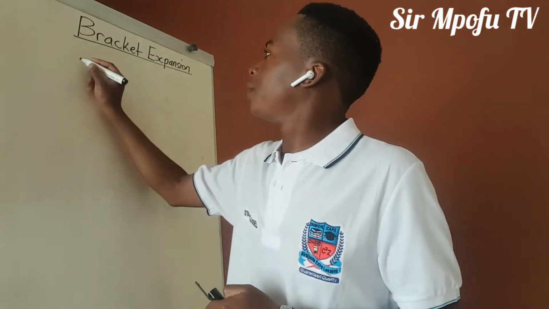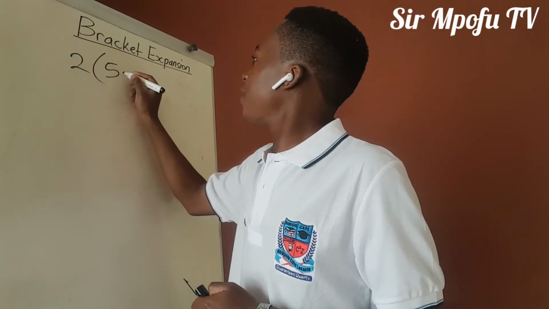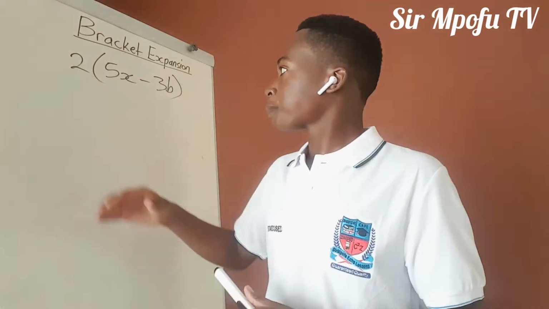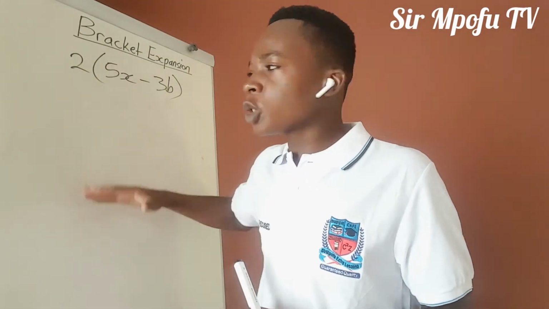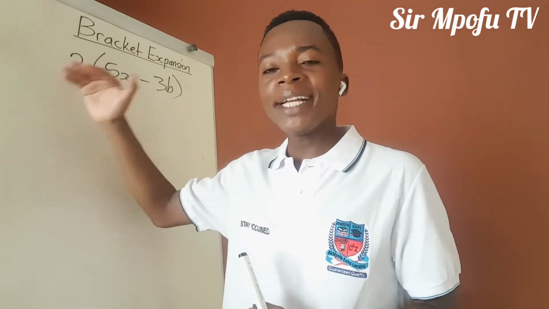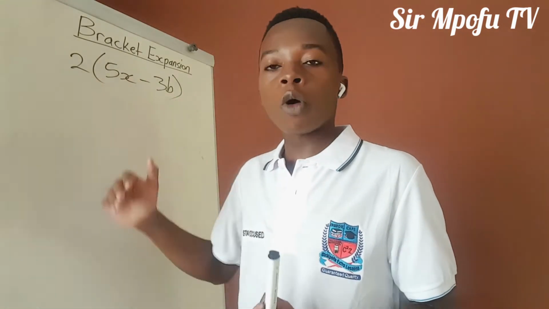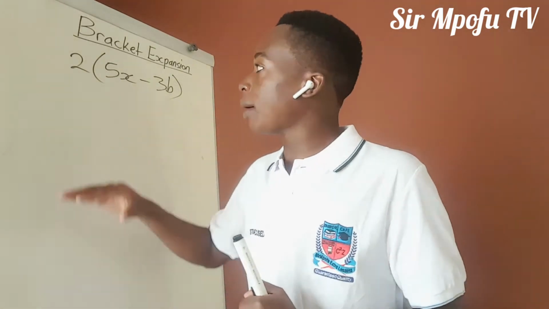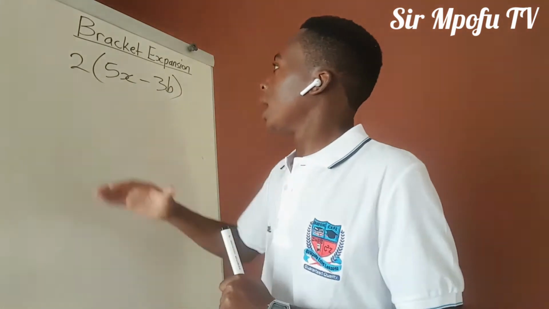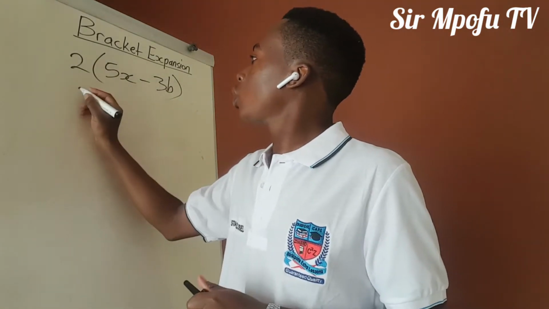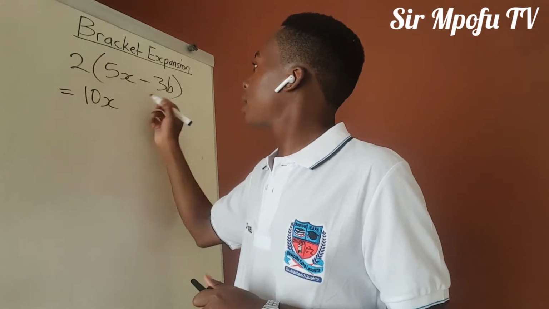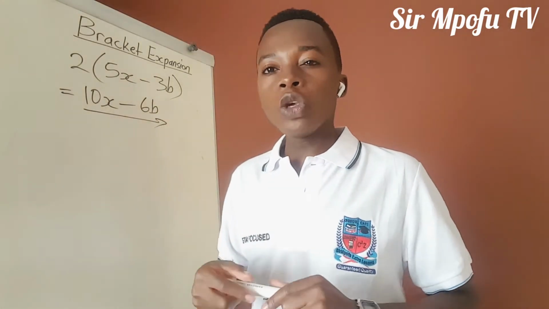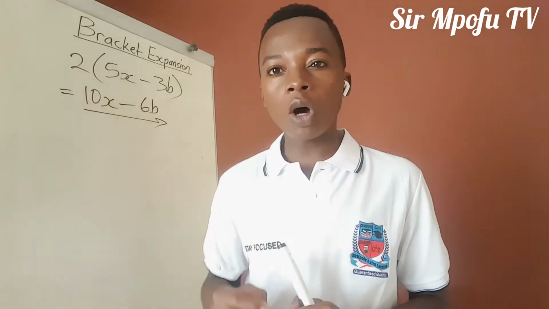So for instance, let's say you have 5x minus 3b, like this. What I want you to take note of is that when you're expanding brackets, you'll be multiplying with the term that is outside the bracket, because you can have two brackets or only a single bracket like this one. In the second example, I'll show you how you simplify if you have two brackets. Right, so now you are multiplying everything with 2, so your answer is going to be 10x minus 6b. This will be your final answer. That's how you expand brackets. You just multiply with the term that is outside the bracket.